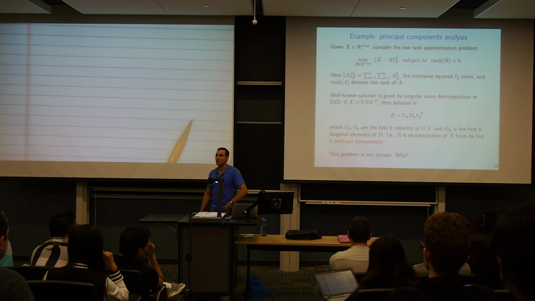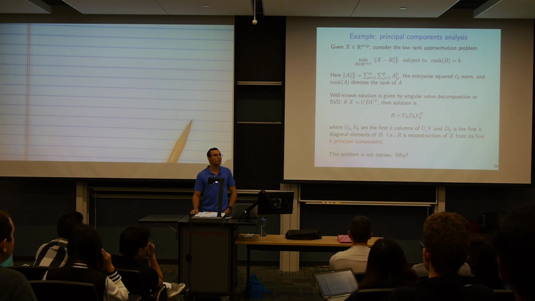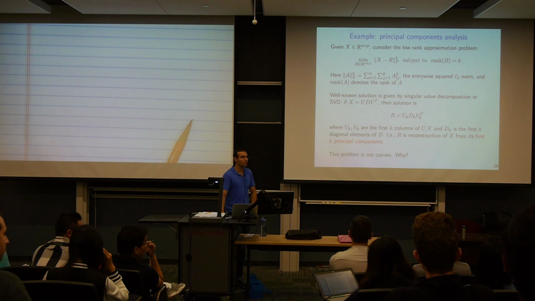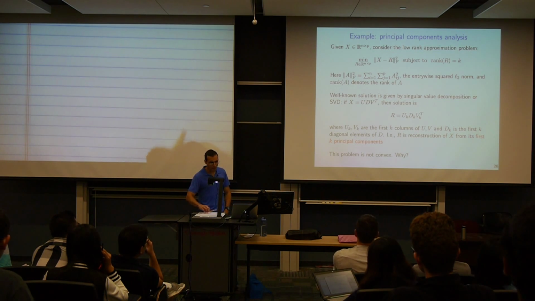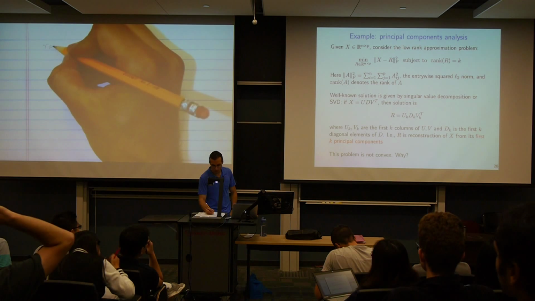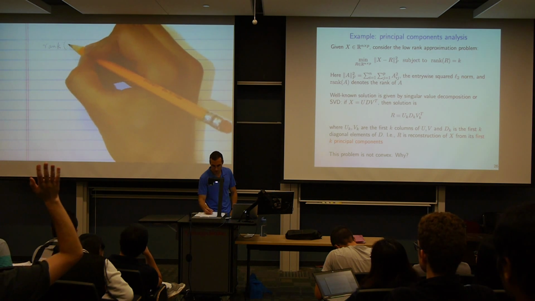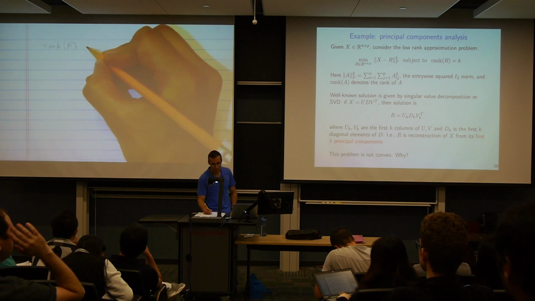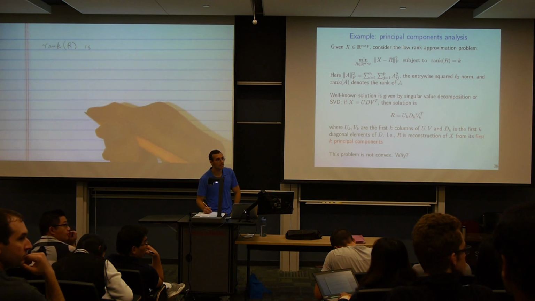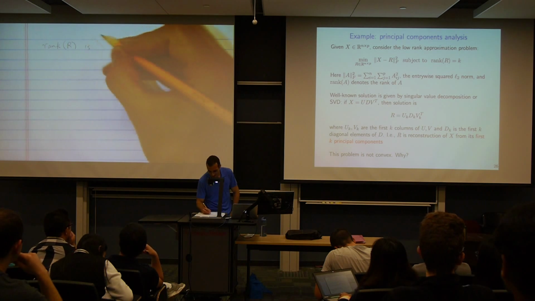What makes it non-convex? The rank constraint. Yeah. So why is rank not a convex function? Give me an example of why rank is not a convex function. Yeah, sure. A plus minus A is 0. It's a good example.